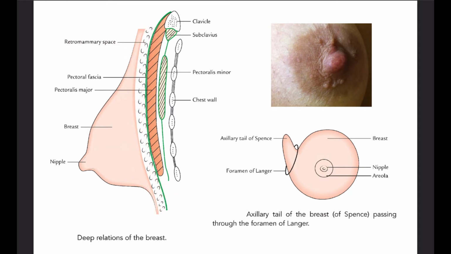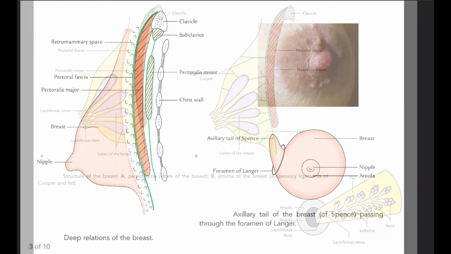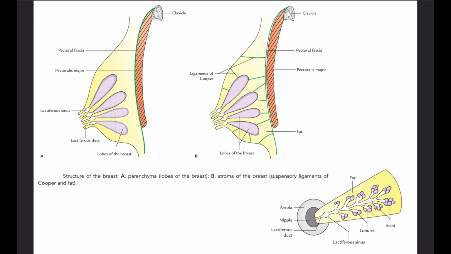So due to the presence of loose areolar tissue in the retromammary space, which is located deep to the breast, the breast can be moved freely up and down and from side to side over the pectoral fascia. The breast consists of skin, stroma, and parenchyma or glandular tissue, or mammary gland proper. The skin is the covering for the breast and it presents the nipple and areola.